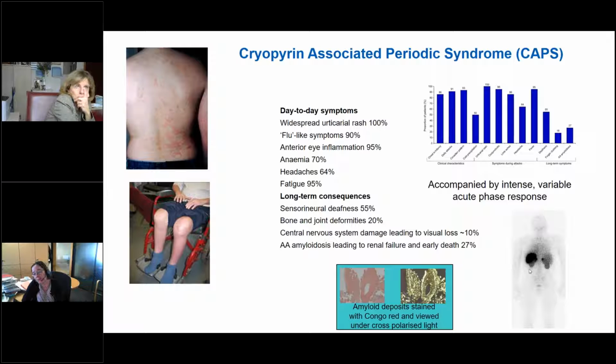This here is an SAP scan showing amyloid in the spleen, the kidneys, and the adrenal glands. This is the typical appearance of amyloid on Congo red staining.